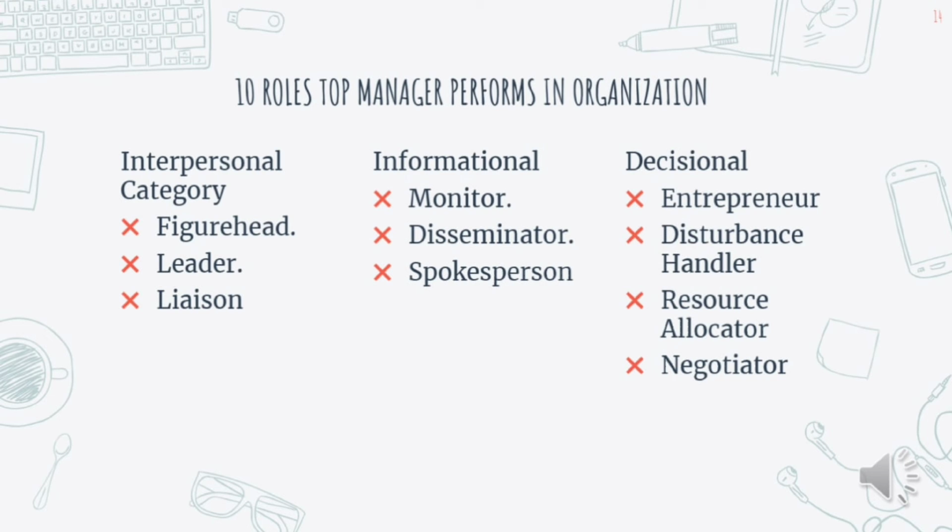Category number 1, interpersonal, includes figurehead, leader, and liaison. Category number 2, informational, includes monitor, disseminator, and spokesperson. And category number 3, decisional, includes entrepreneur, disturbance handler, resource allocator, and negotiator.